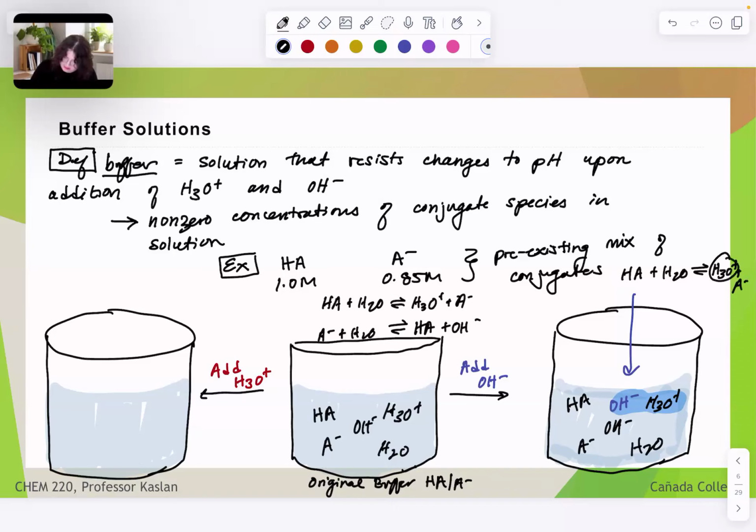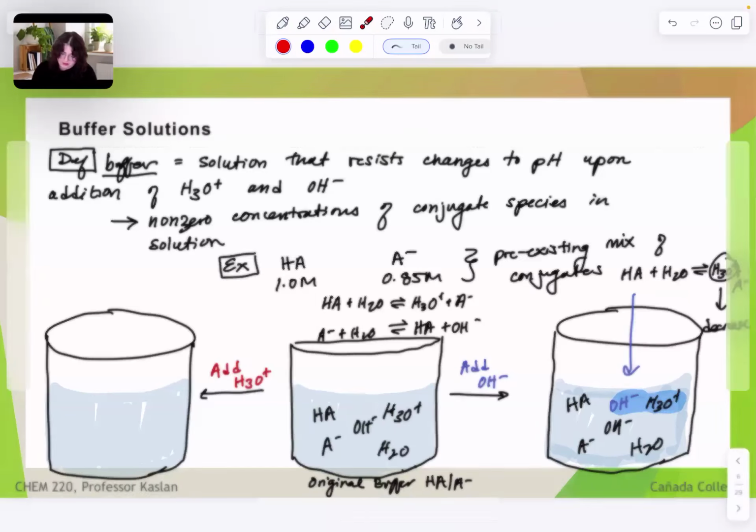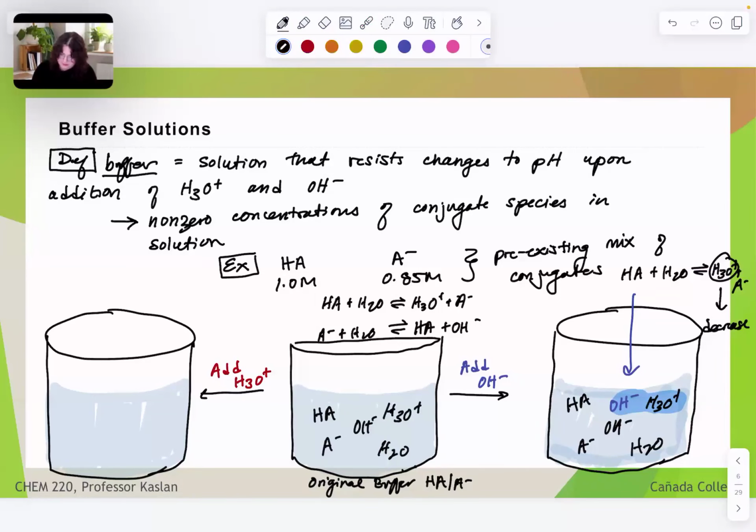If I start to take this product and decrease it by neutralizing with hydroxide, because I exist in an equilibrium, Le Chatelier's principle says that my reaction is going to drive itself forward to recreate that H3O plus. What about if we add acid?